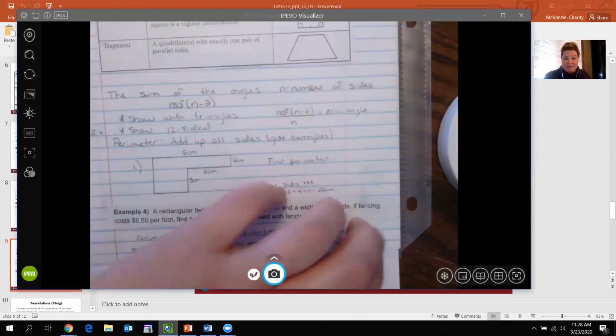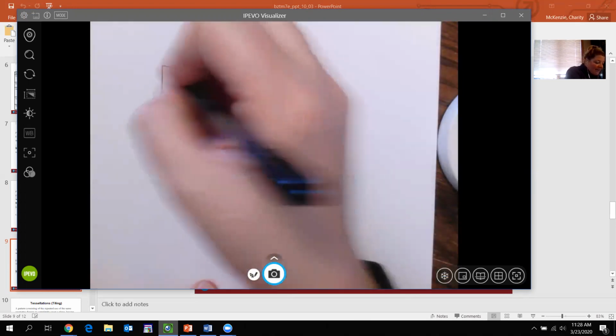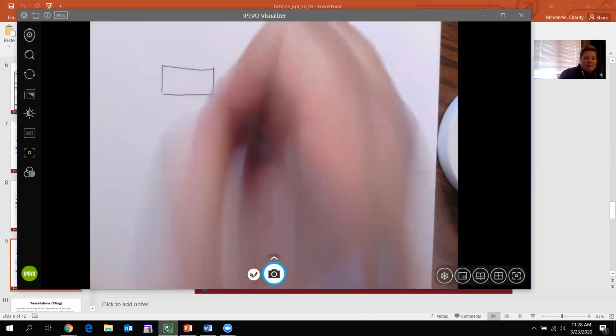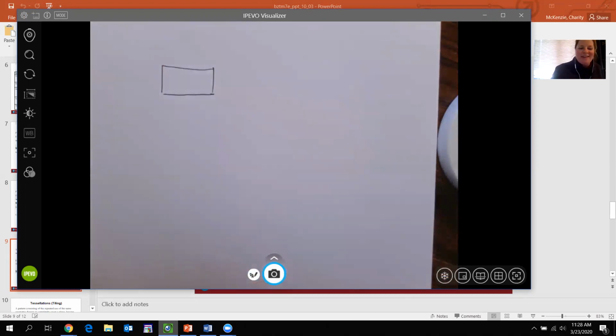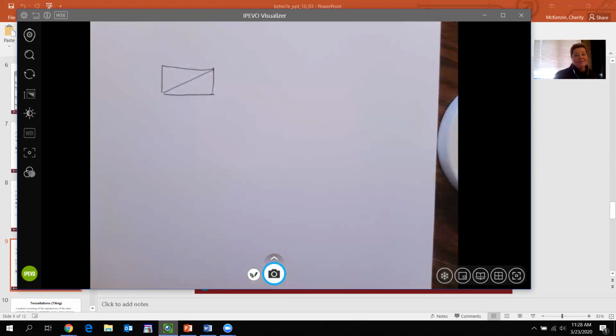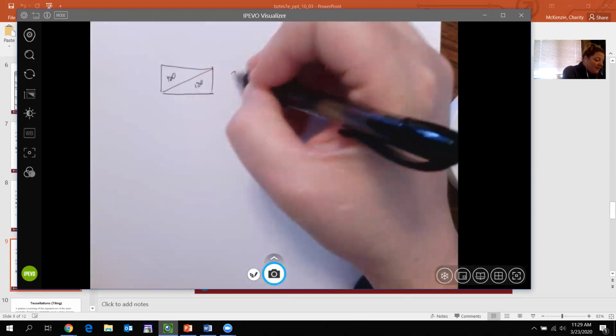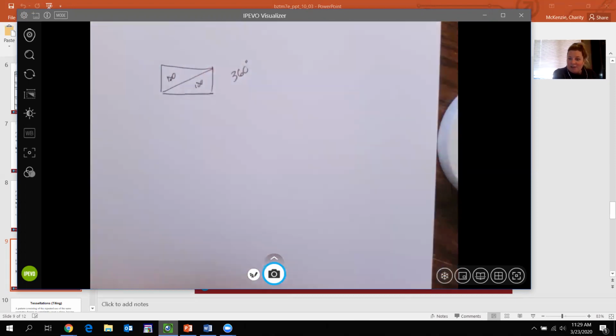Let me show you something real fast over here. If I have a rectangle, don't mind my beautiful drawing, usually I do better than that, how many triangles is this going to form? Well, 2. So these would add to 180, and these would add to 180. So completely, they're going to add to 360 degrees. That idea of how many triangles fit inside is where this formula comes from.